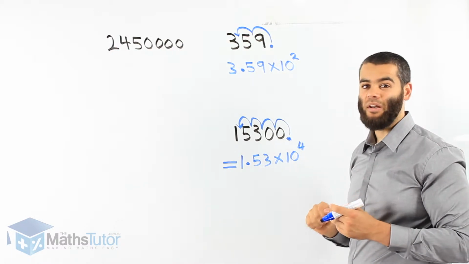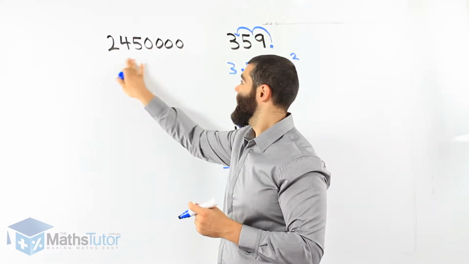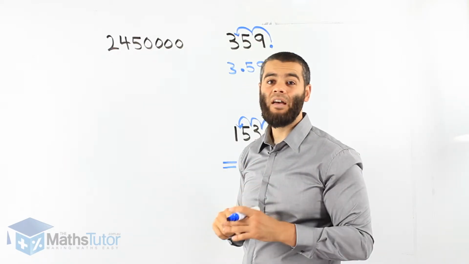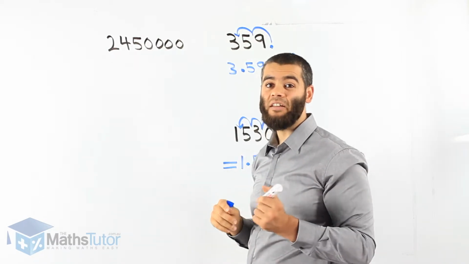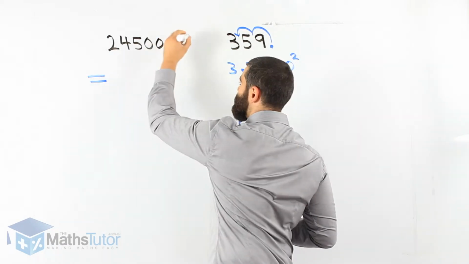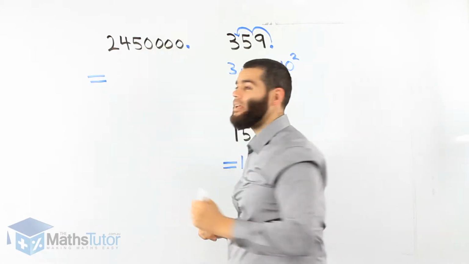Let's do another one. We have 2,450,000, another large number. We would like to write it in scientific notation. We look for our point, it's right at the end.